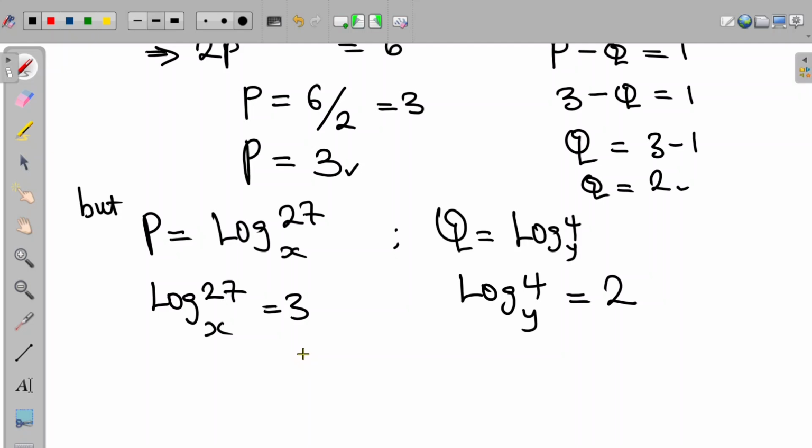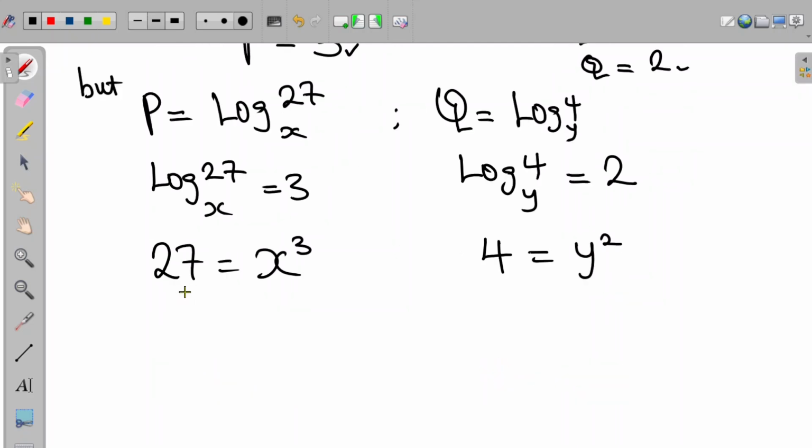Now, we know that from the relationship between indices and logarithm, these expressions here can become 27 equal to x raised to the power of 3. And at this point, we have 4 is equal to y raised to the power of 2. Now, we can express 27 in the powers of base 3. So this becomes 3 raised to the power of 3 equal to x raised to the power of 3. And also, we can express 4 in the powers of base 2. So this becomes 2 raised to the power of 2 equal to y raised to the power of 2.